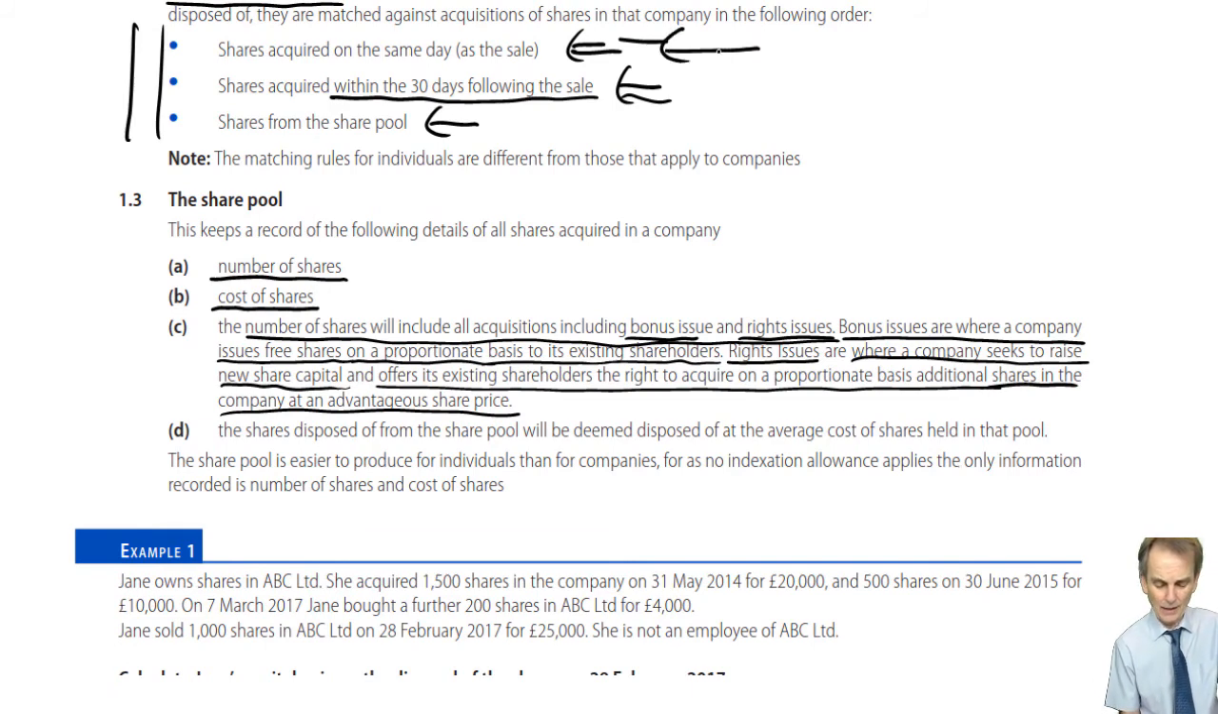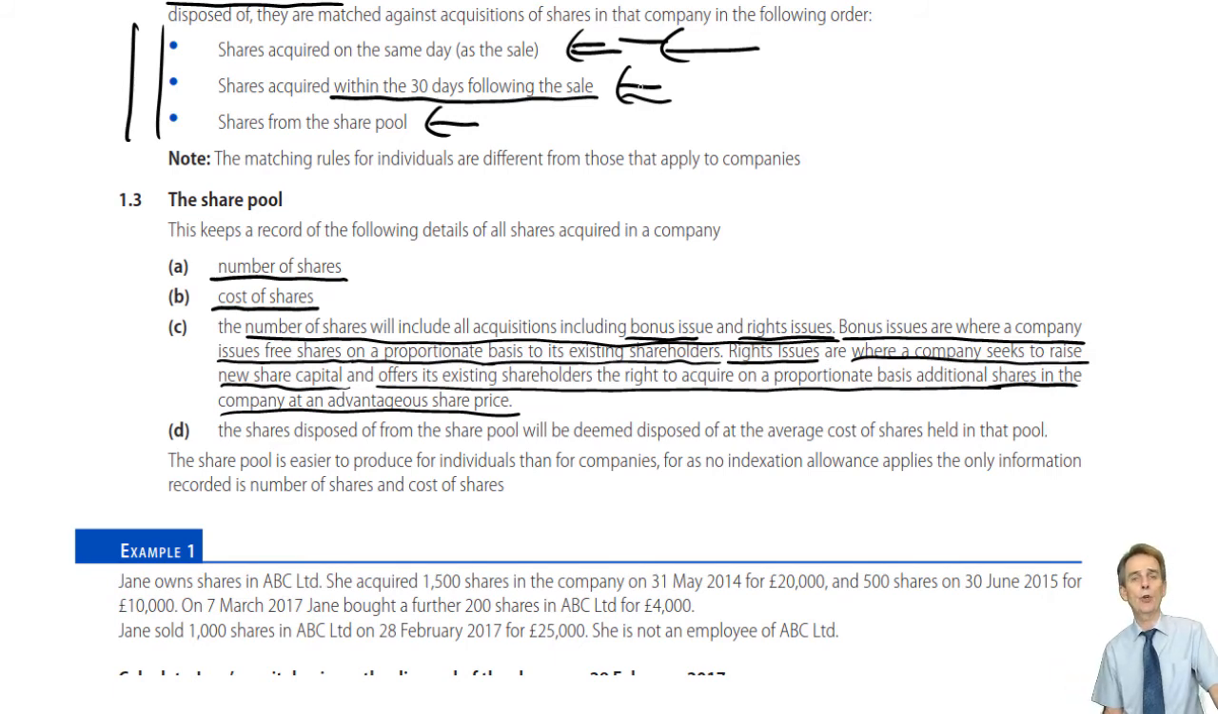Again, the first order of identification: shares acquired on the same day. Probably there wasn't any. Then shares acquired within the 30 days following the sale. There we're specifically saying that if 1,000 or 2,000 shares, however many, were bought 10 days or 20 days after this disposal, they are the first that we deem to have been sold. All of the remaining shares come from the pool. So you do one calculation of a gain for those shares acquired in the following 30 days. What are their sale proceeds? What is their gain? And then a separate gains calculation for the shares that come from the share pool.